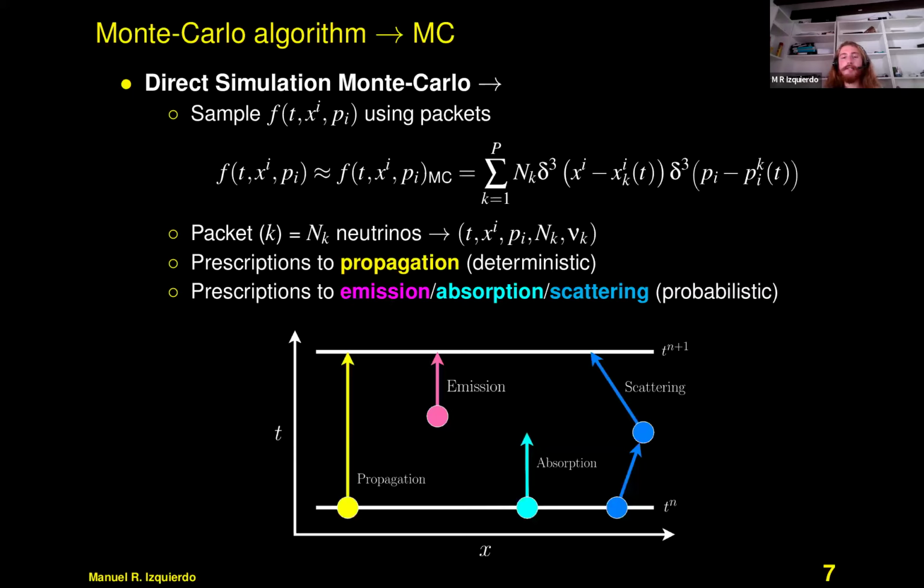The problem comes when this collision term is non-zero. Then we have these interactions. Then we have to give some prescriptions to rule the emission, absorption, and scattering. And here the problem of being probabilistic is that, of course, the number of packets will be very important in order to get a more or less accurate solution. So this is one of the caveats of this method.